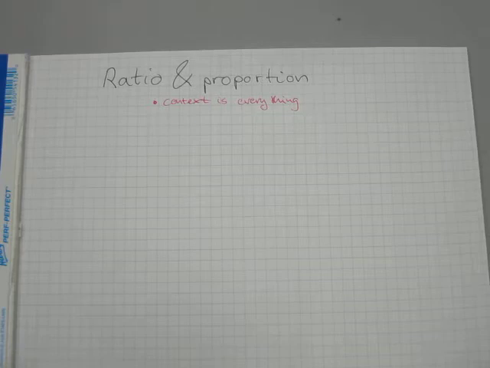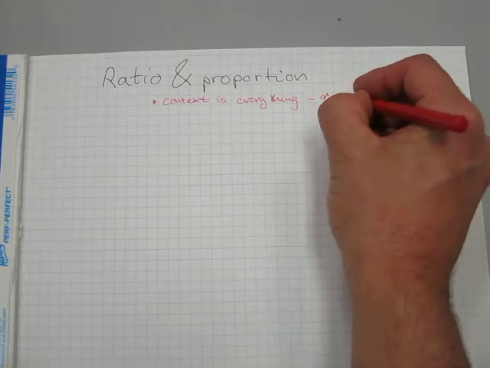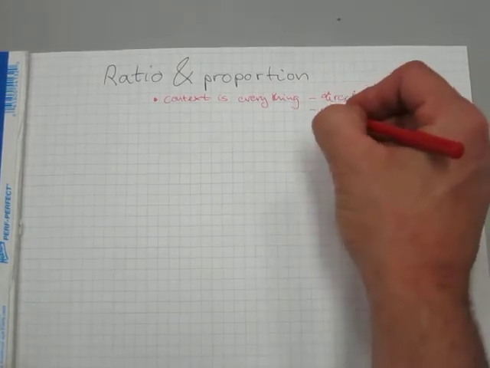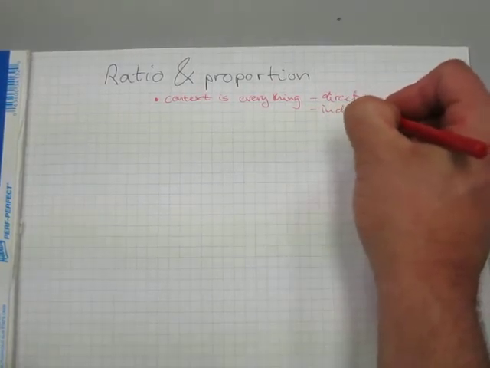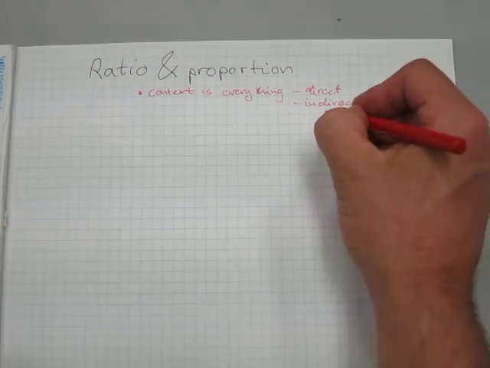You have to sort out, given implicit clues from the context, whether it is a direct proportion or an indirect. That indirect proportion is also called inverse proportion.